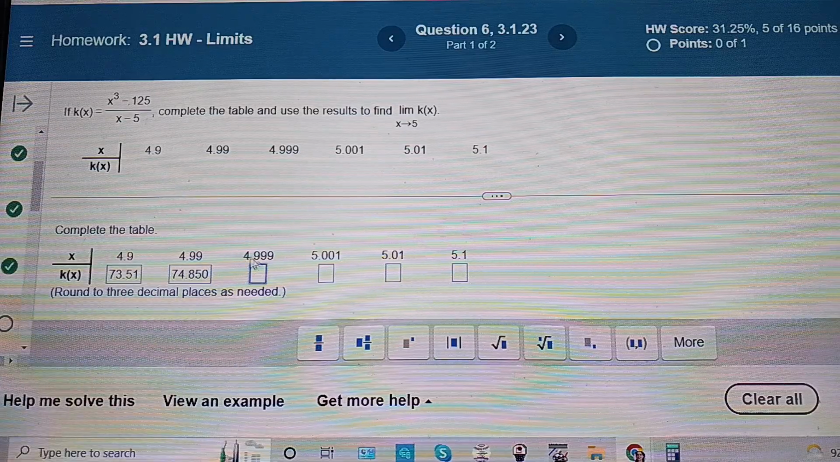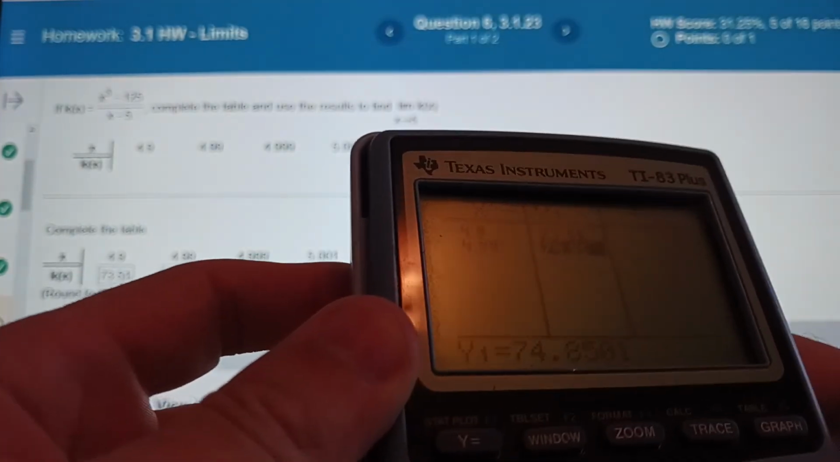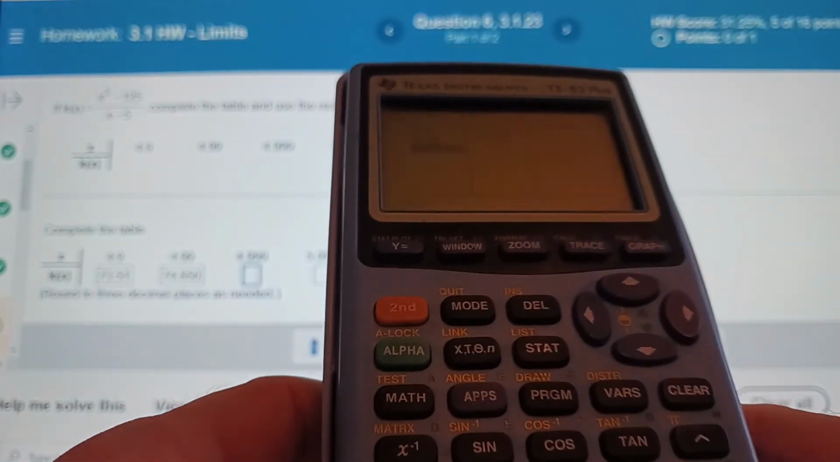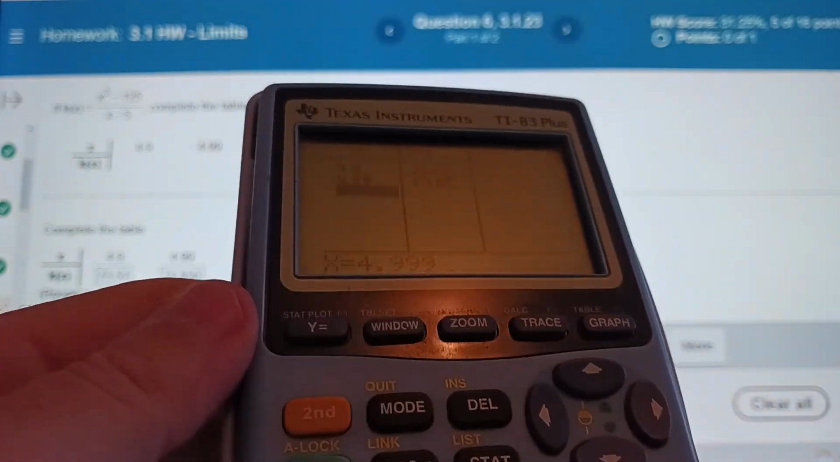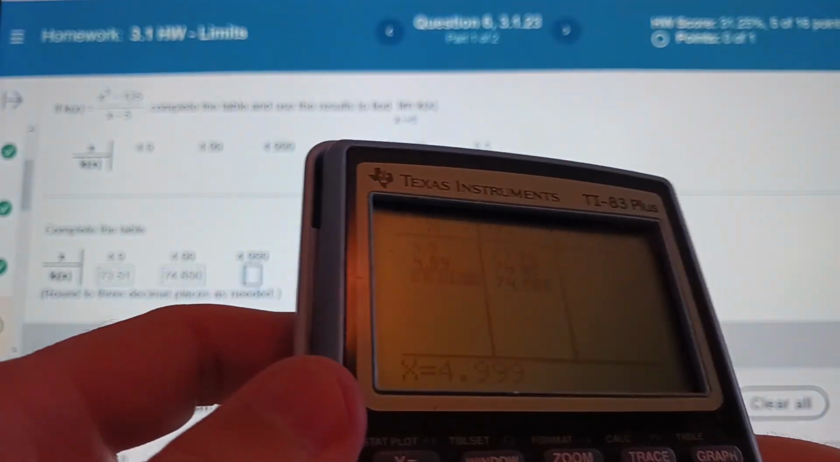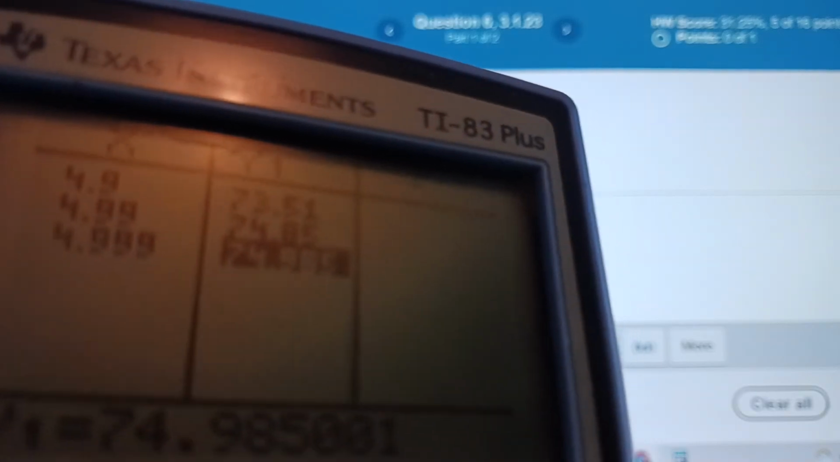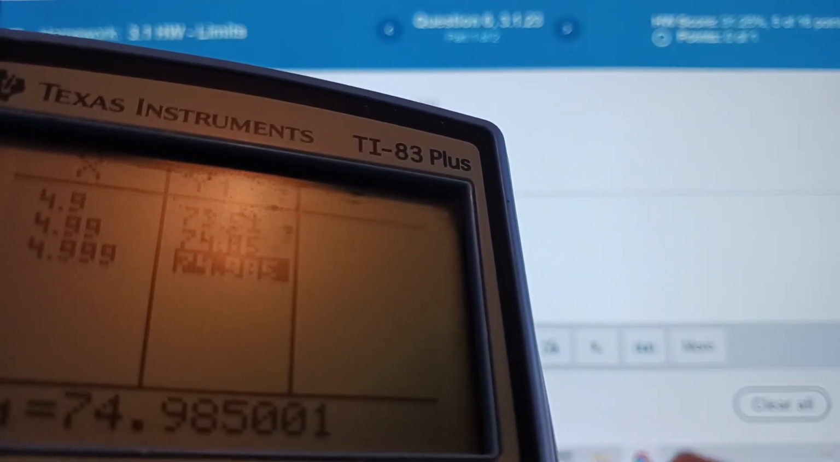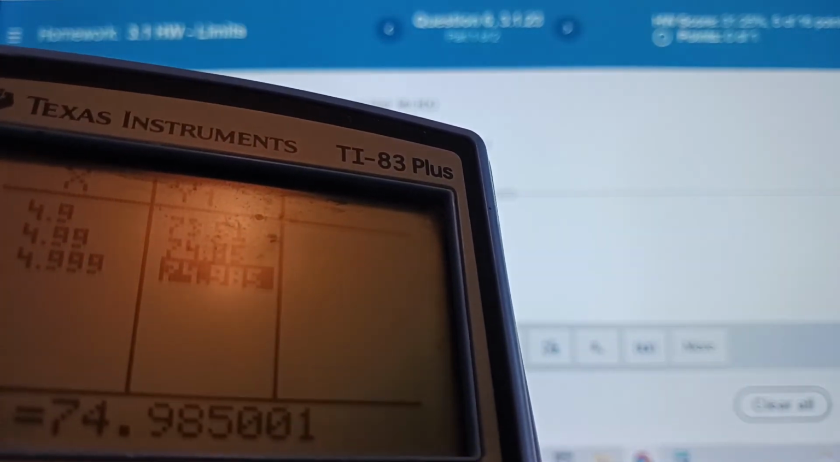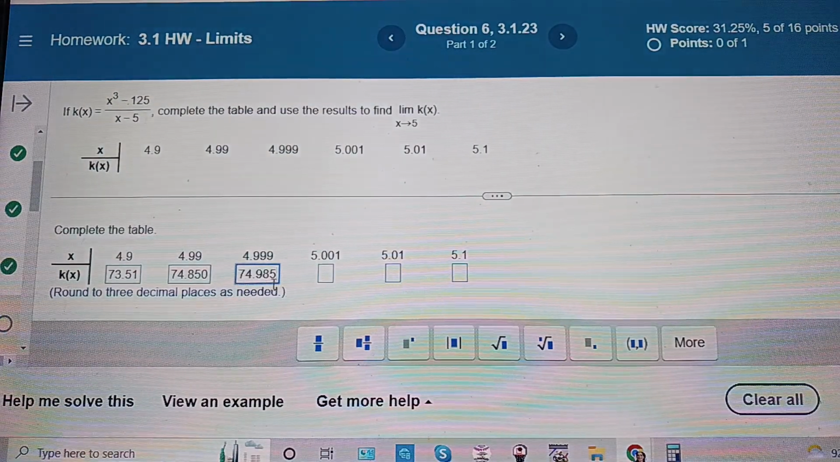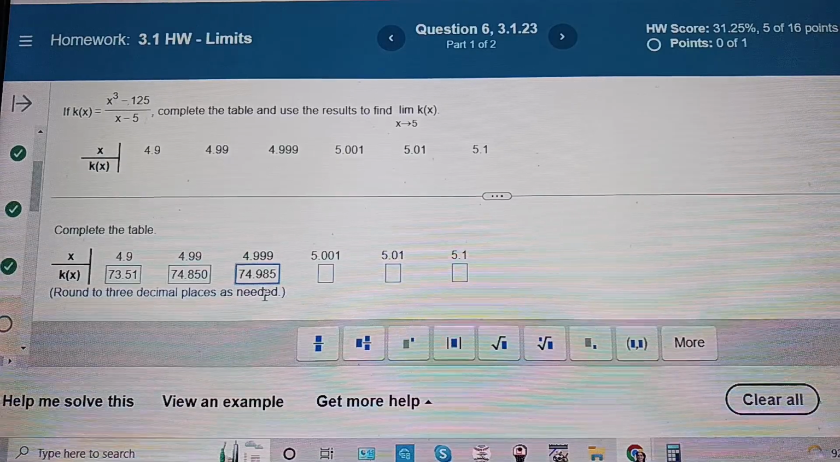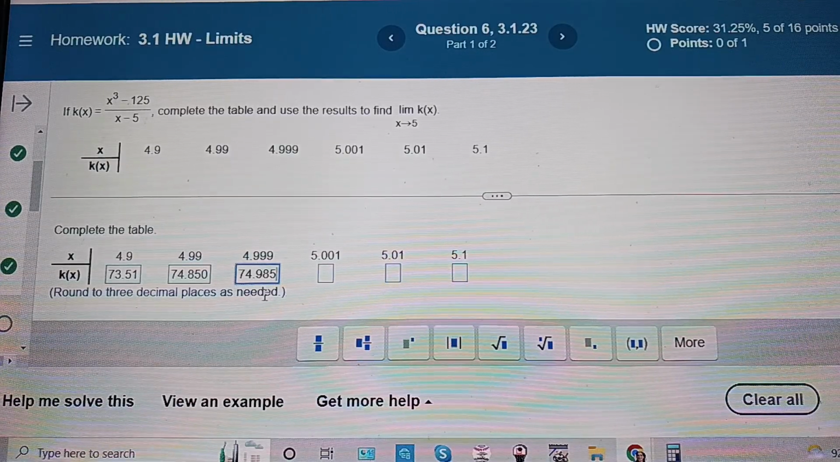And now we're going to put 4.999 in. So go back down and to the left, 4.999. And now go up and to the right so you can see what it says. 74.985001. So that's just 74.985. This is the idea of coming in from the left. I'm getting closer and closer to 5. I'm trying to find the limit at 5.